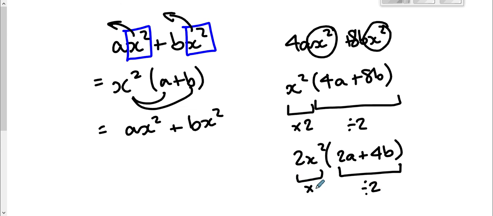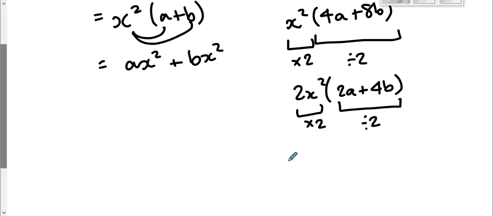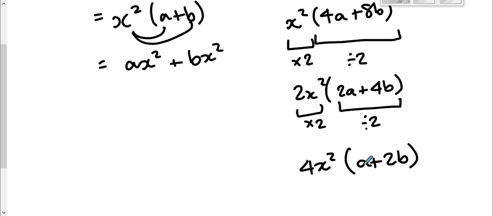So I can take that out, multiply by 2 on that side. So that gives me 4x squared, 2 times 2. And then over here, I get a plus 2b. Now, there's no other common factor there, so that's it.